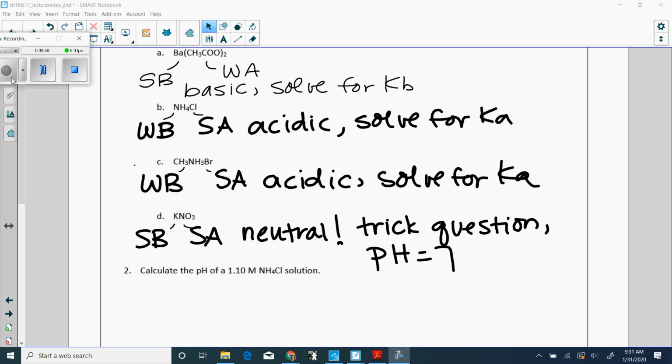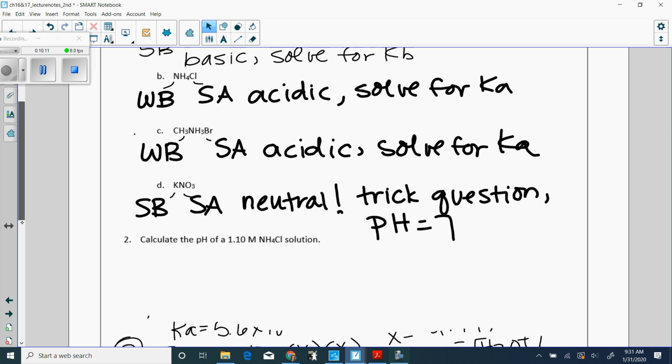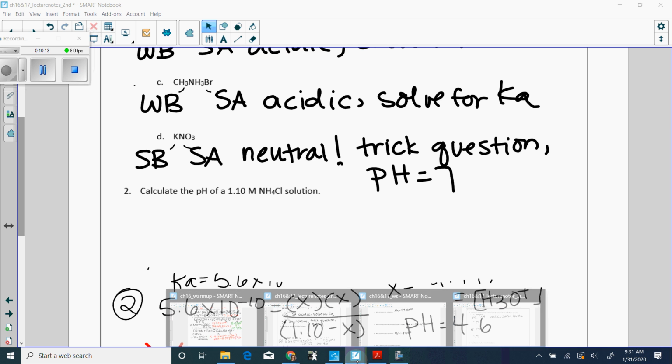If my blue and my yellow are going to be strong, my green is automatically pH of 7, it's neutral. It doesn't matter what these are. The pH, if I took it, this would be 7. Okay? Let's do some math and actually solve it all the way through.